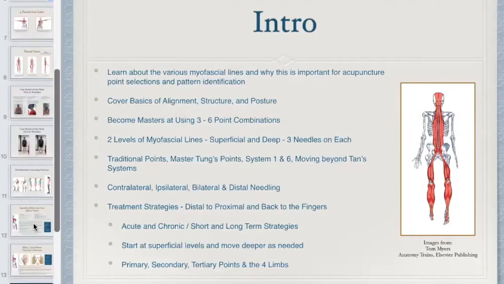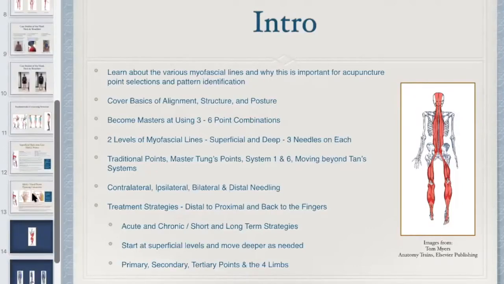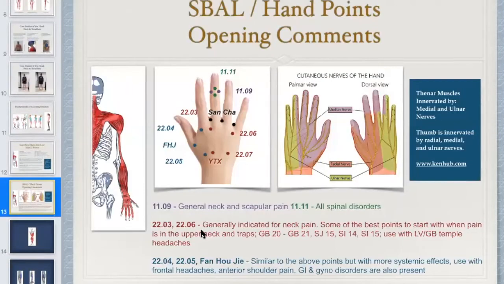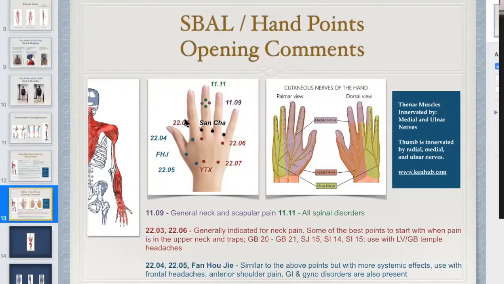Let me just kind of jump ahead here quickly because I want to show you how I organize this. And so if we look at these hand points here, this is the superficial back arm line, okay? All of these points can be used for treating neck pain, okay? So how do you decide which ones are going to be best for your client? How do you do that?